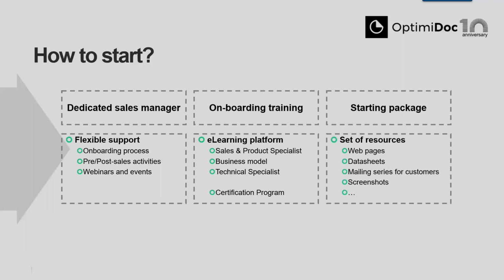So that's the onboarding, and of course, we also focus on simplifying the start for you. So we created a starting package. It's a set of resources which contains web page content, data sheets, mailing series, which you can use for the campaigns for your customers, screenshots, presentation. All of this stuff is available for you on the partner portal in the section starting package. So you can easily get all the information from one place.